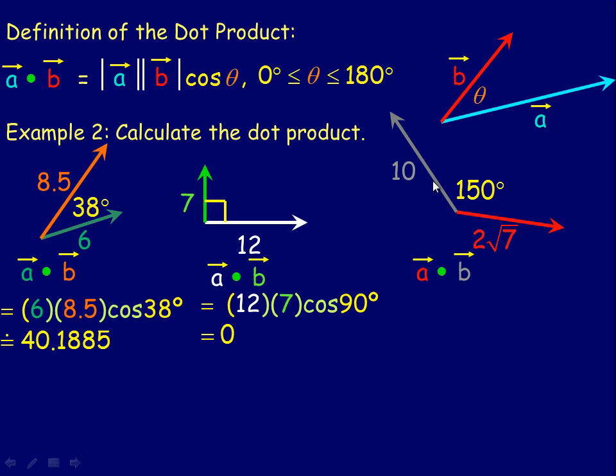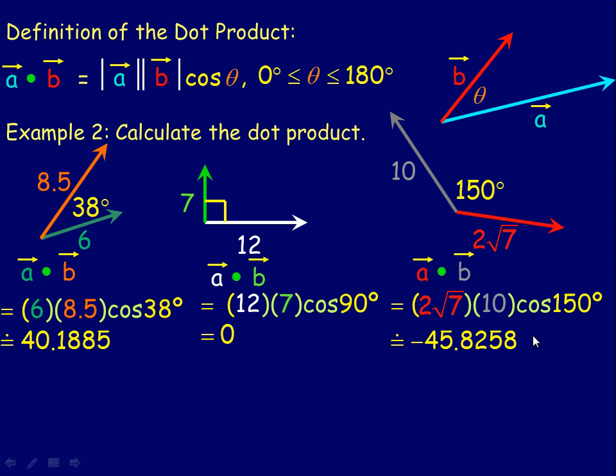For the last one, notice that the angle is bigger than 90, it's 150 degrees, so we would go 2 root 7 times 10 times the cos of 150. The cos of 150 is a negative value, that's why this works out to be a negative dot product. It's almost negative 46. Now, I did three different dot products here. I got a positive value, a negative value, and 0.